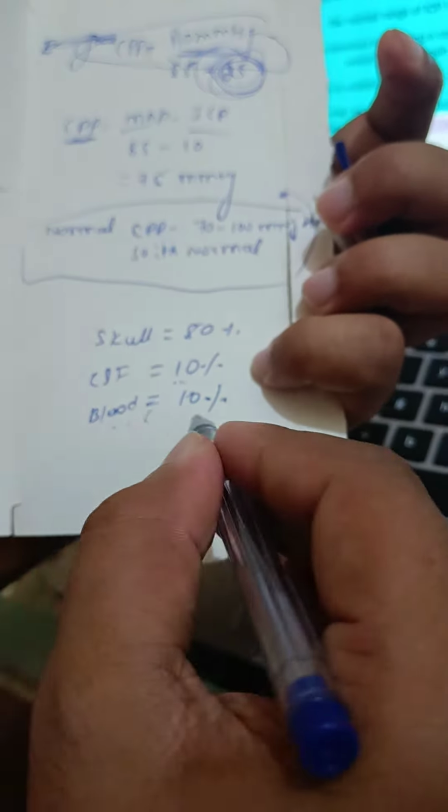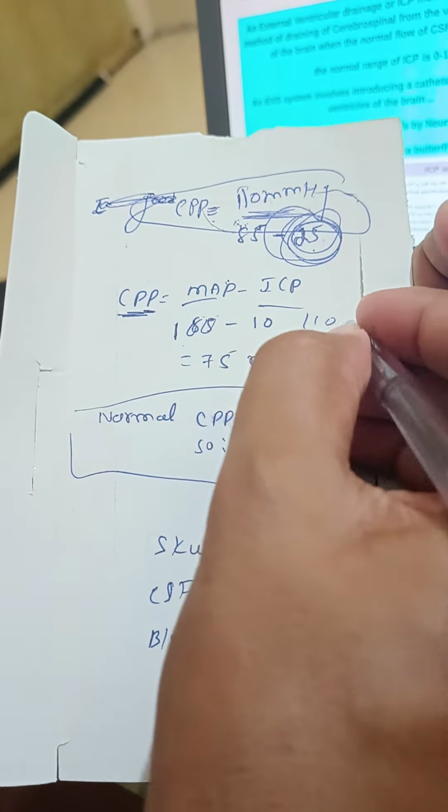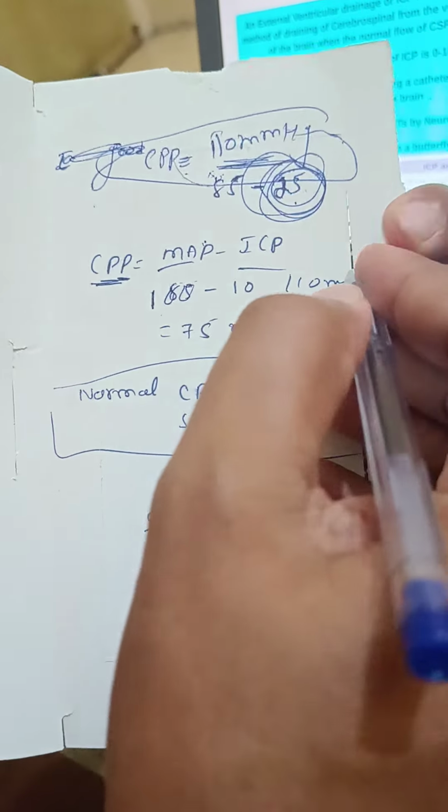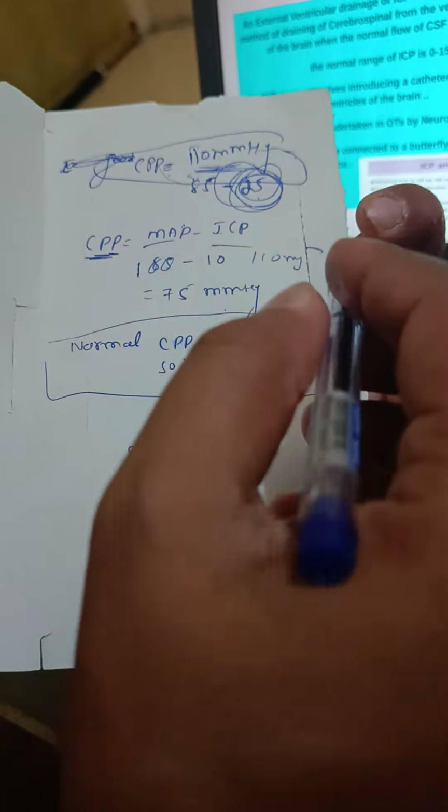This is the most devastating condition we should keep in mind. See, in case of hypertension, the MAP will go more than 110, even if ICP is 10, it will be 110. MAP is also one of the contributors for increasing ICP. That is the thing we should remember.